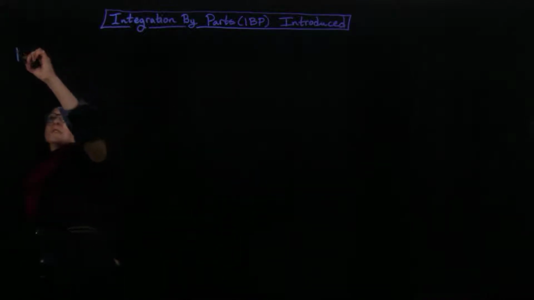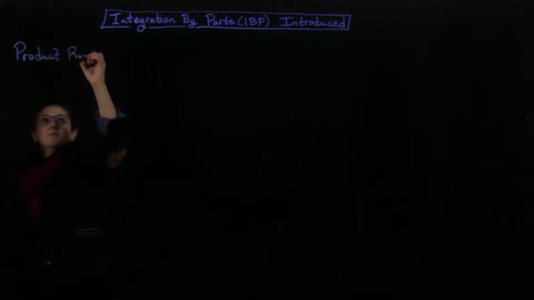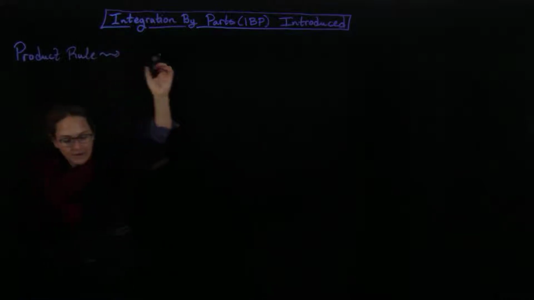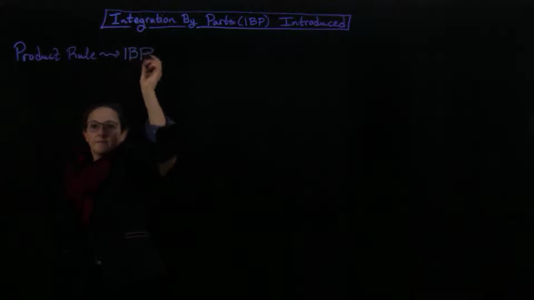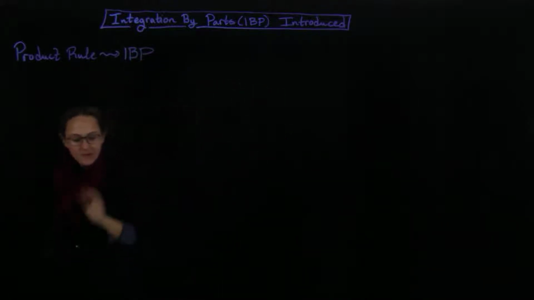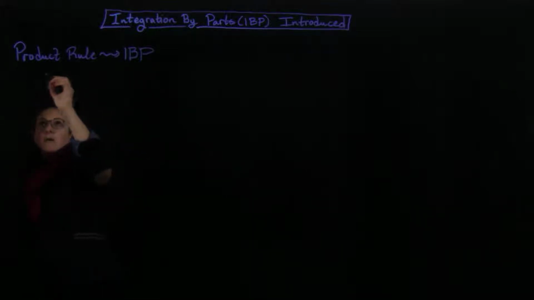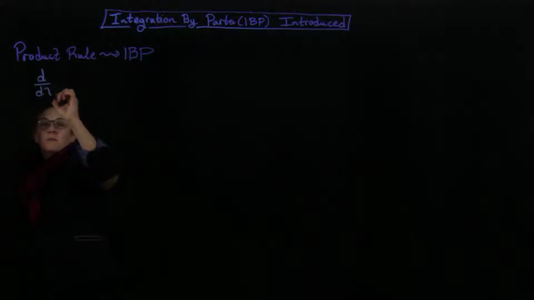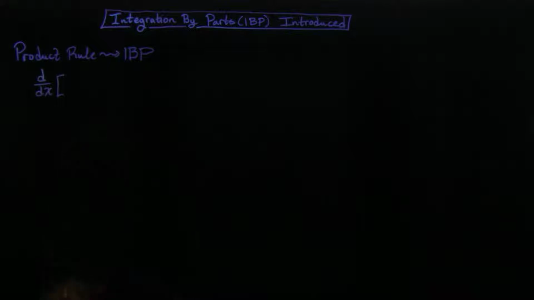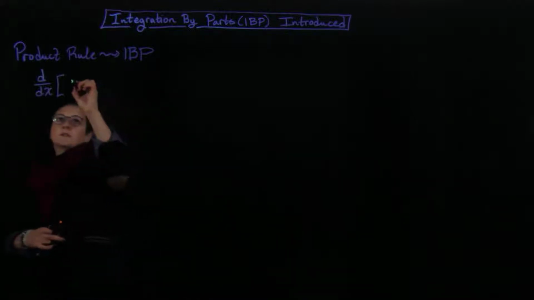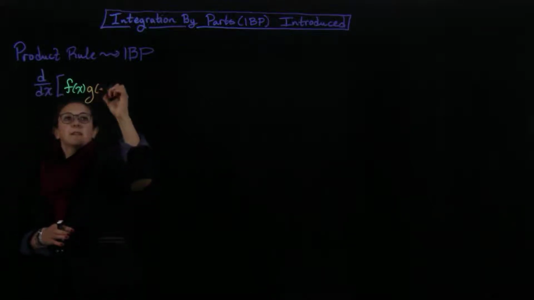I'll start by going over how we go from the product rule to integration by parts. This is something that I'm going to abbreviate almost always as IBP. This gets a little tiresome to write out. So what we're going to do is look at how to take the derivative of the product of two functions. I have functions f of x and g of x, and I've taken their product.